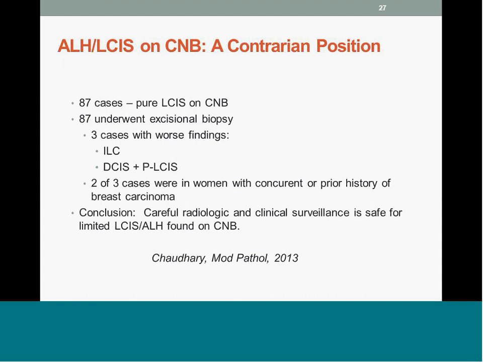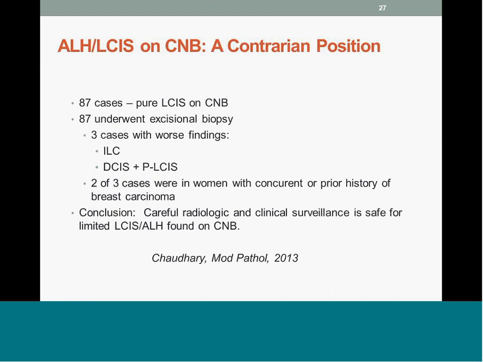The contrarian position was this study, very recent from 2013. Chaudhry's group looked at 87 cases and found only 3 of them had upgrades in the excision, and 2 of those had a previous history of breast cancer. So they thought that careful radiologic and clinical surveillance is safe in limited lesions of lobular neoplasia.